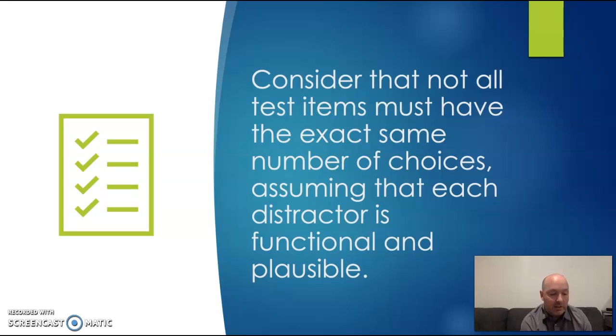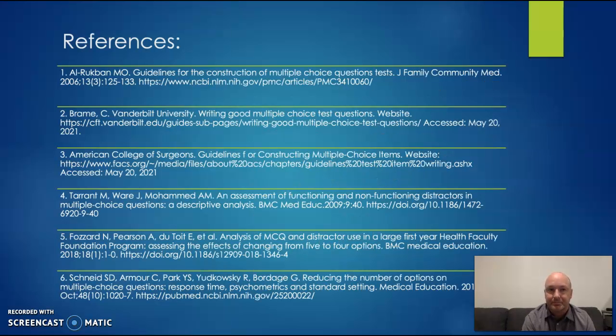The test creator can consider that not all test items must have the same exact number of choices on every test question, assuming that each distractor is functional and plausible in your test. Consider varying it, maybe having 3 on one question but 4 on another, and continually review and hone your test to make sure that each question serves only plausible and functional distractors.